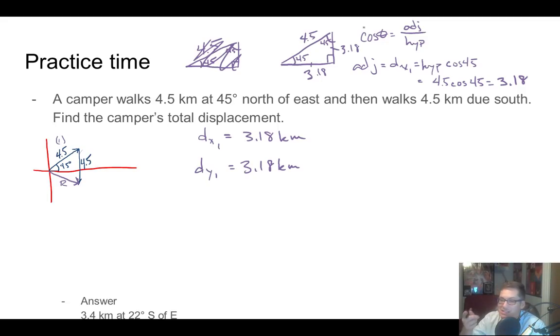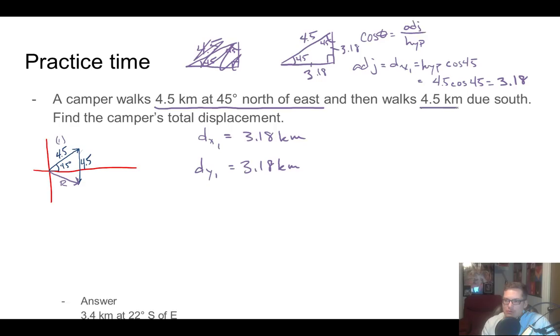All right, so that's the x and y components of our first vector, the 4.5 at 45 degrees north of east. So this was our first vector here, 4.5 kilometers 45 degrees north of east. So that's our first one.